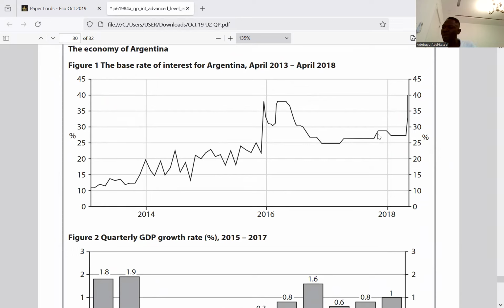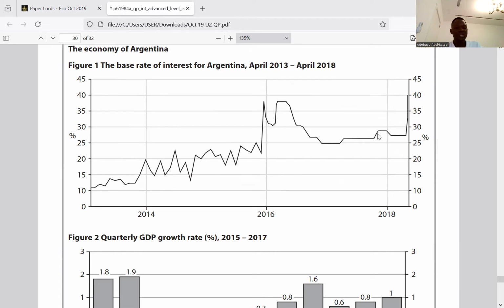The first one said, define the term base rate of interest. The base rate of interest is the rate set by a country's central bank that influences the cost of borrowing and the return on saving for commercial banks and households. Let me quickly ask you, does an increase in interest rate increase aggregate demand or reduce aggregate demand? It reduces, because people would rather save than spend. So what about an increase in interest rate, does it increase the exchange rate or reduce the exchange rate?